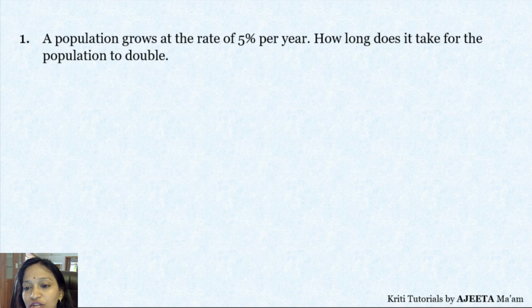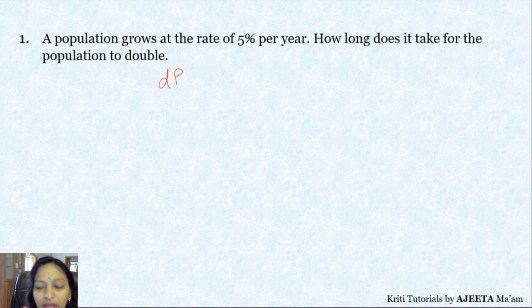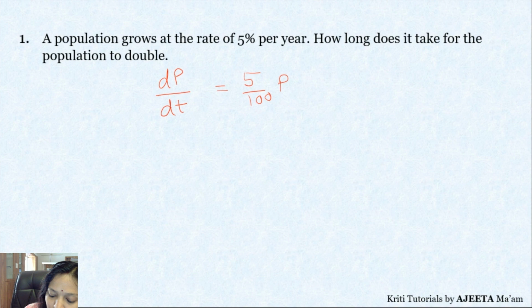So, population is growing at the rate of 5% per year. Suppose the population number we are denoting with P. So your population is changing with time, right? So dP by dt, it grows at the rate of 5% per year. How is your population changing with year to year or with time? So it is 5%. 5% of what? 5% of the total population. This is how your population is growing.